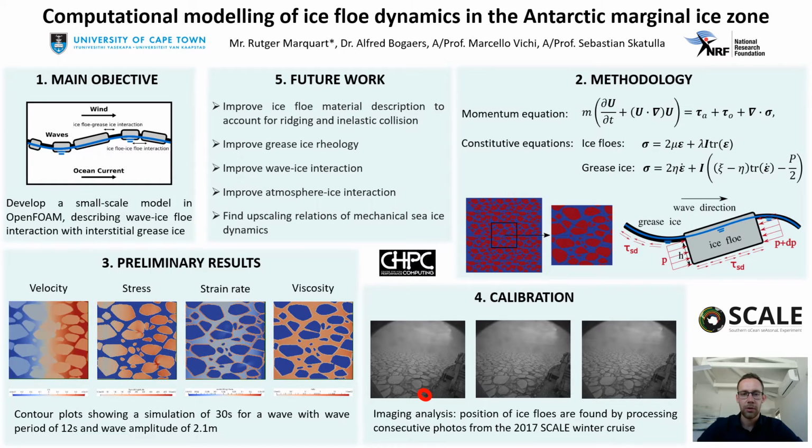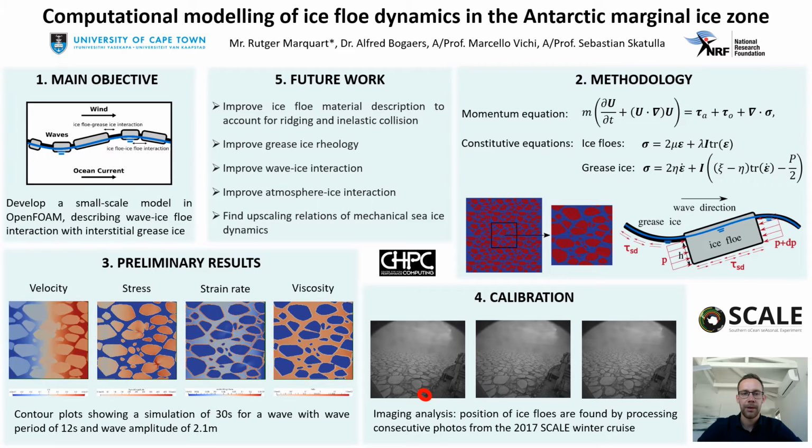The ocean wave forcing, shown on the right hand side, consists of two components. The Froude-Krylov force acting only at the circumference of the ice flows, which comes from the pressure gradient due to the waves, indicated by P and P plus dP. The second component, indicated by tau SD, represents the skin drag, acting at the bottom of both ice flows and grease ice.